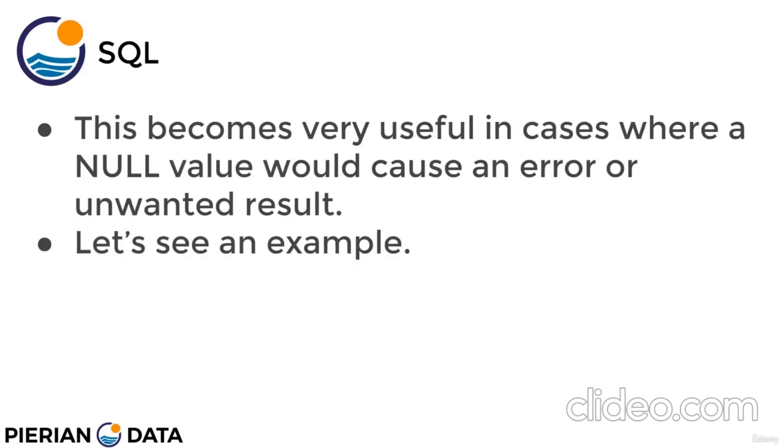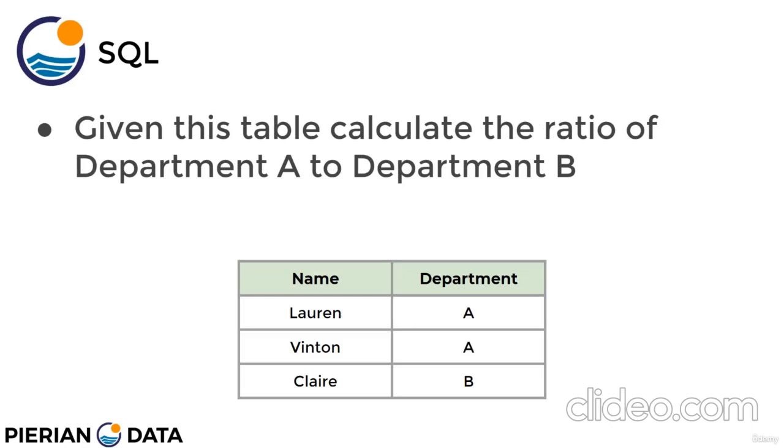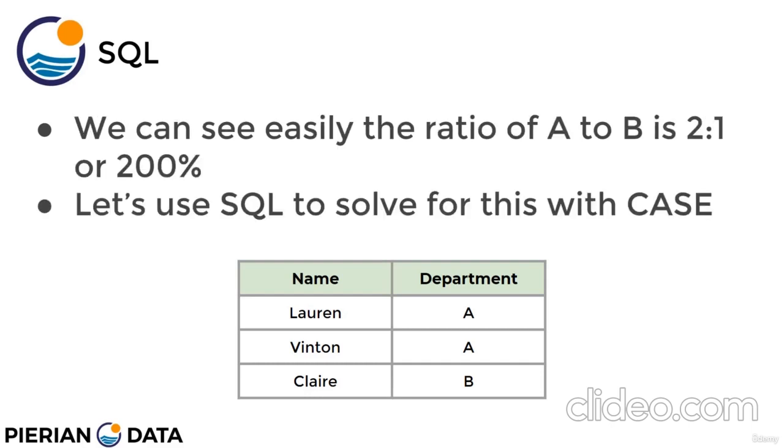This becomes very useful in cases where a null value would cause an error or an unwanted result. Let's go ahead and show an example of this. So let's imagine we have this particular very simple table, and we want to calculate the ratio of people in department A to department B. For example, we have the 3 entries, Lauren, Vincent, and Claire, and their departments, A and B. And we can easily see here that the ratio of A to B is 2 to 1, or 200%.